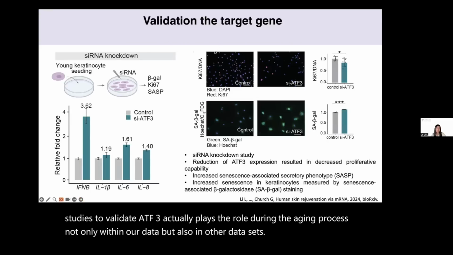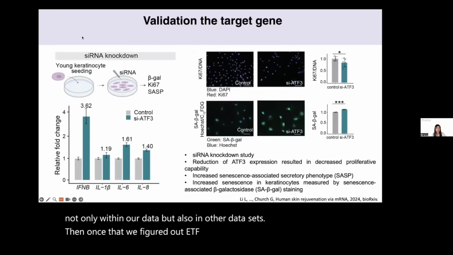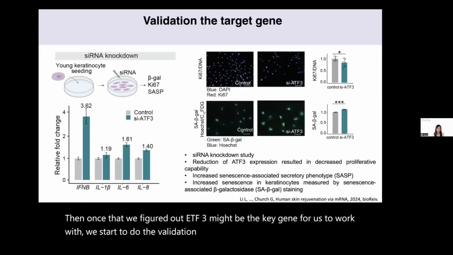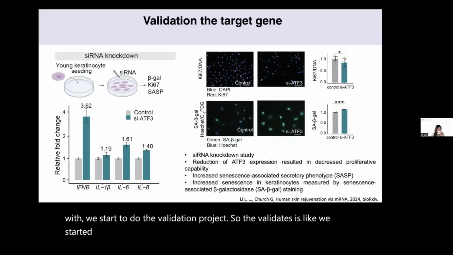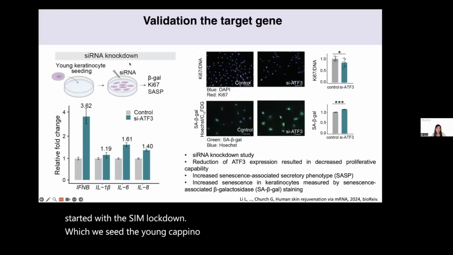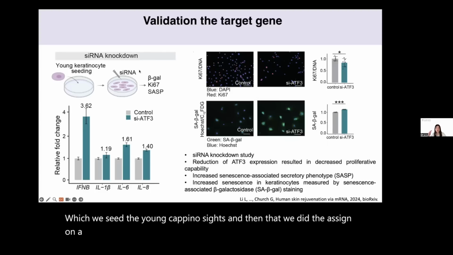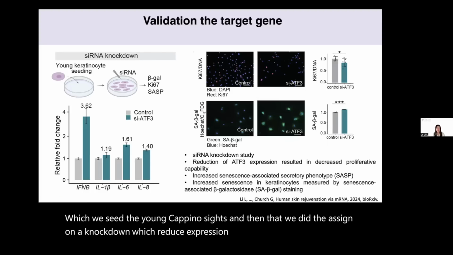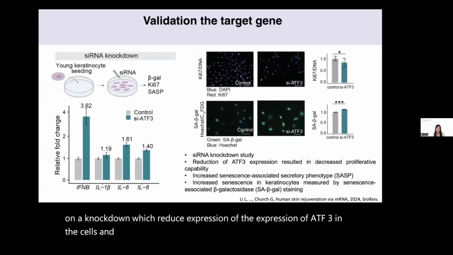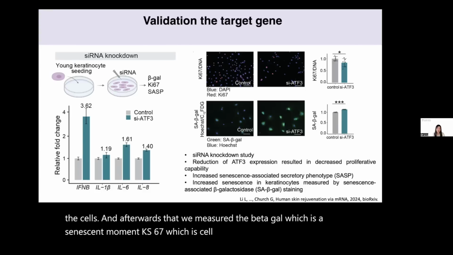Then once we figured out ATF3 might be the key gene for us to work with, we started the validation project. We started with siRNA knockdown, where we seeded the young keratinocytes, and then did the siRNA knockdown, which reduced the RNA expression of ATF3 in the cells. Afterwards we measured SA-beta-gal, which is a senescence measurement, Ki67, which is cell proliferation, and SASP, which is a senescence marker gene.